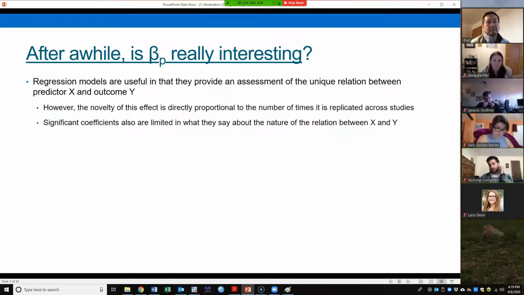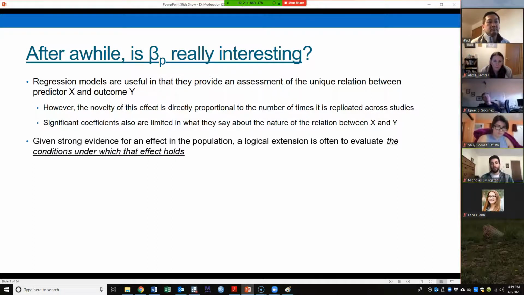What is the unique effect of X on Y controlling for these other variables, right? And so if we've got strong evidence for an effect in a population, if we know that impulsivity is associated with substance use, one thing that we might want to do to extend this is start asking, under what conditions does this effect hold? Is impulsivity always and forever, under all circumstances, for all people, directly holding a positive association with substance use? Or are there certain factors or certain conditions that start to change the strength or direction of this association?